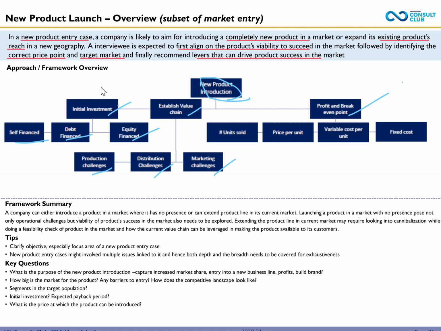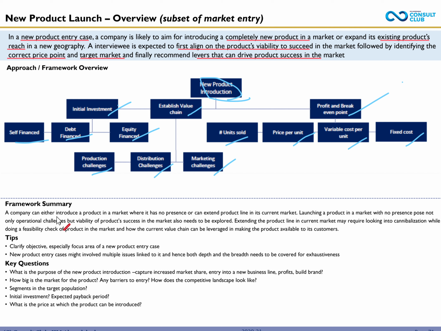This is how you go into these categories to understand what the challenges would be, and then the company will be prepared for anything which comes up for the new product launch. Profit and break-even point is how many units sold, price per unit, variable cost per unit, and fixed cost, and that's how you calculate how much time it will take for the company to reach a break-even point after the launch. Framework summary.